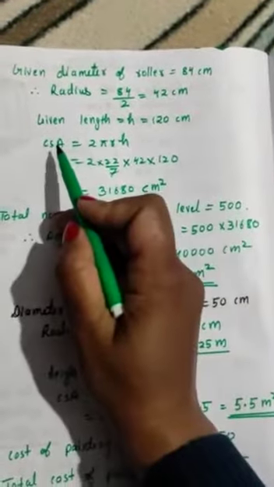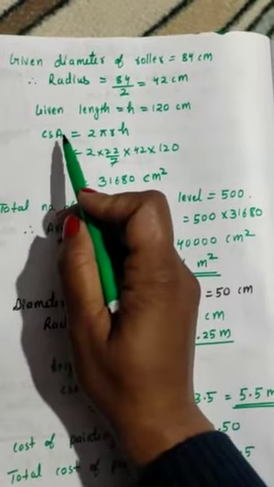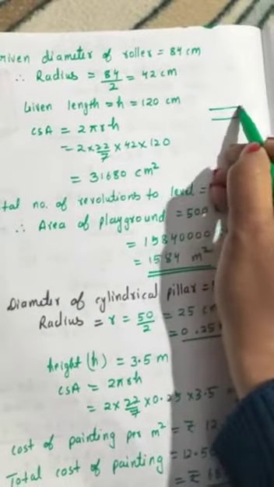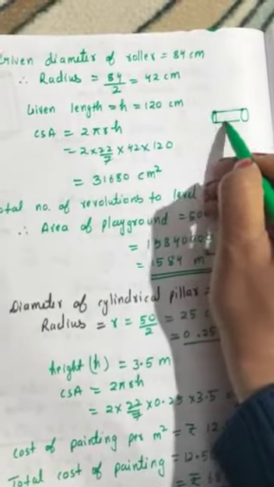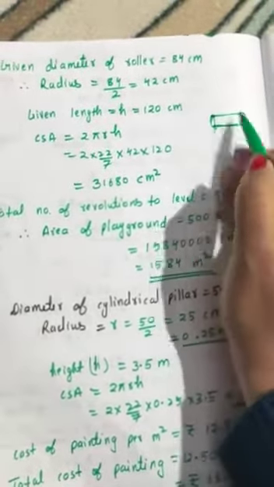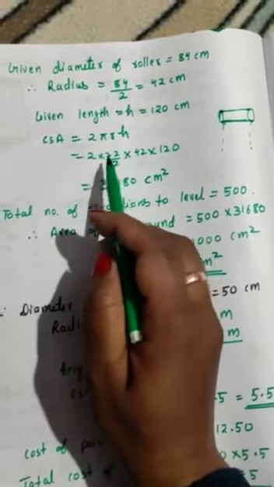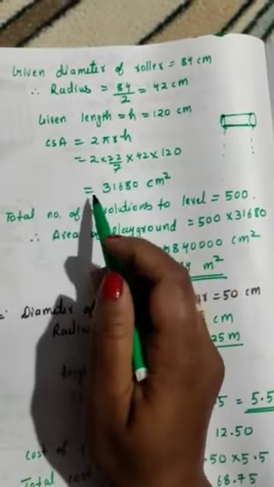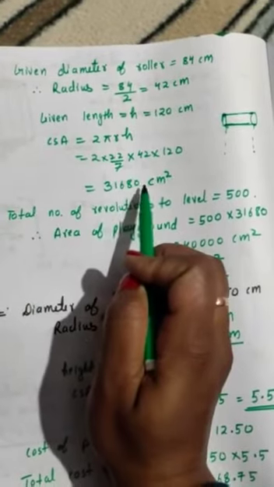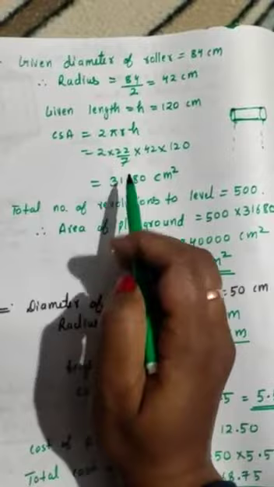So for that first of all you have to find out the CSA. Why CSA, not TSA? Because रोड के कॉन्टैक्ट में सिर्फ जो रोड रोलर है उसका surface area आएगा. Okay, this is the road roller and this is lying on the road. So if it has to move on this road, only CSA will come in contact. So you will find out CSA, which is 2 pi RH. You know all the values, just put them, and the answer is 31,680 centimeters square. This is the CSA. Now that means this much area is covered in one revolution.